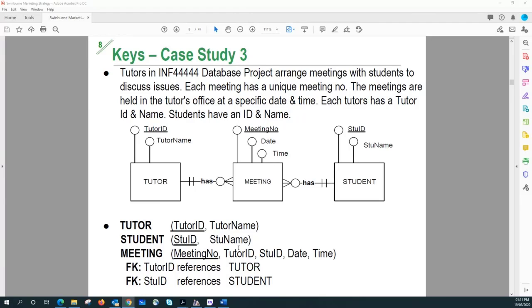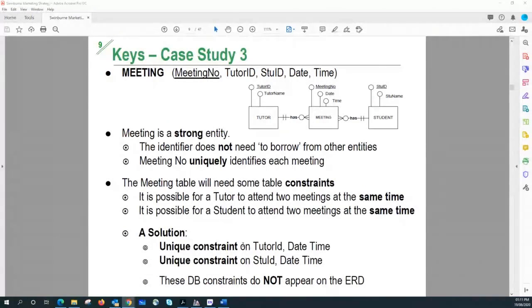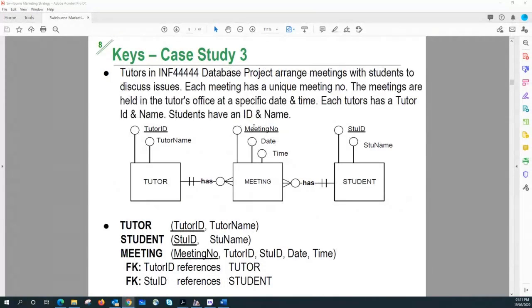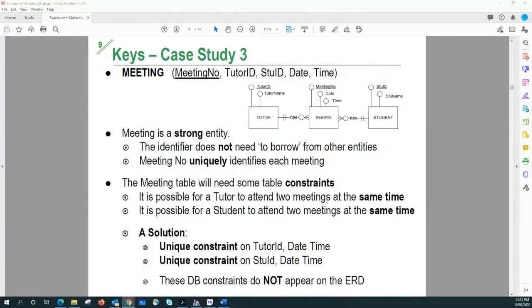So the same issue comes in again. How can you make sure that the tutors and the students are not double booking at the same date and the same time, even though there is a unique meeting number? How can you make sure they don't double book? What we can do is implement two unique constraints in our meeting entity, one for the tutor and one for the student.